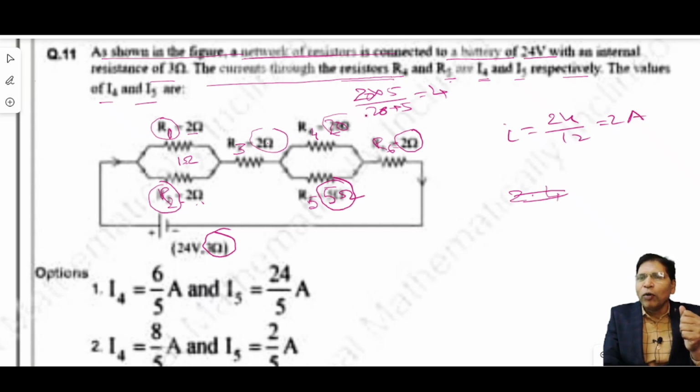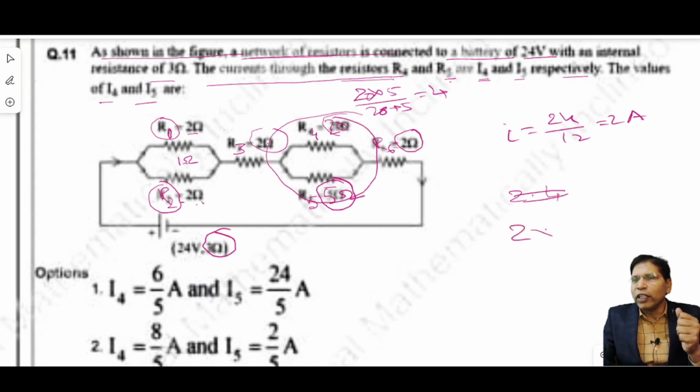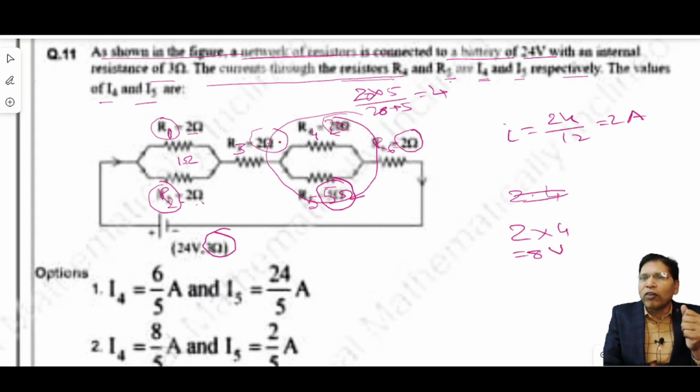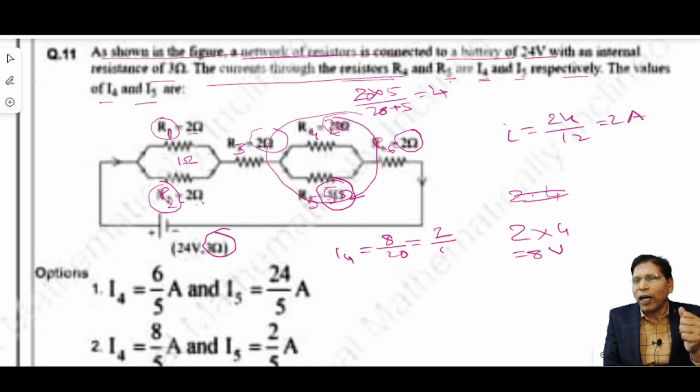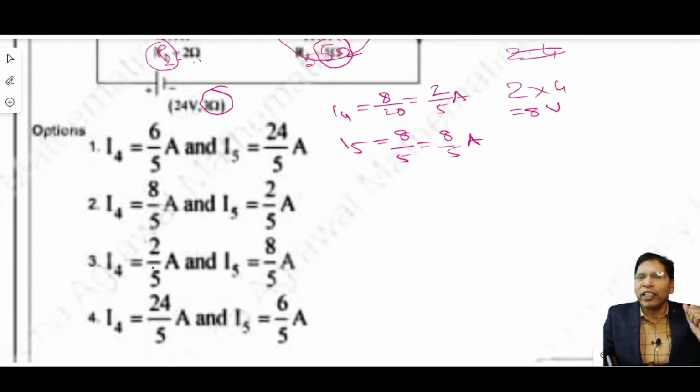Okay. Now the voltage across this equals 2 into 4, so this is 8 volt. Now the current through R4 is 8 by 20, so this is 2 by 5 ampere. And I5 is 8 volt divided by 5 ohm, so this is 8 by 5 ampere. Okay. Understood? Look at this. The options are three. I4 is 2 by 5 and I5 is 8 by 5. So option 3 is correct.